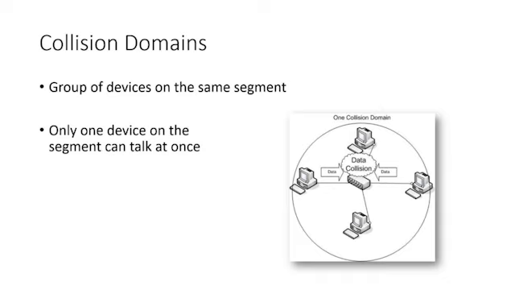Inside that collision domain, that means only one device on the segment can talk at once. On a hub, the whole hub is a segment, all right? No switch. So everything coming off the router is the segment. On a switch, every wire coming off of a port is a segment, its own collision domain.